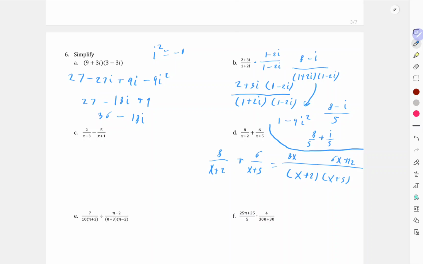That's 8x plus 8 times 5, 40, plus. Now 8 plus 6: 8, 9, 10, 11, 12, 13, 14. You got 14x, and then what is that? Plus 52 over x plus 2, x plus 5. Let me check to see if this is correct, just to validate this answer.